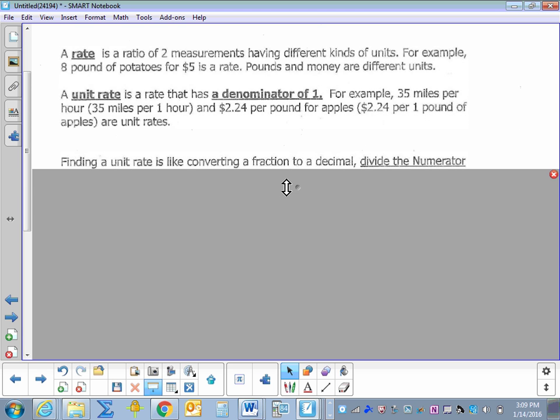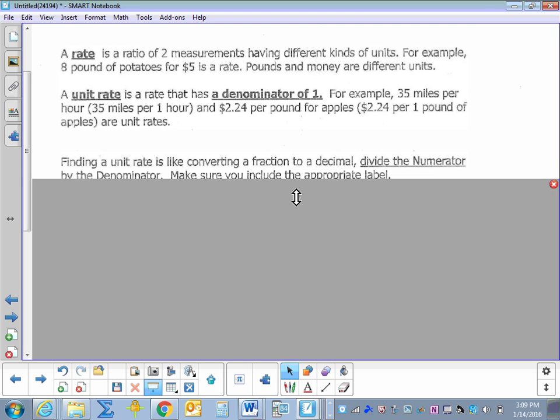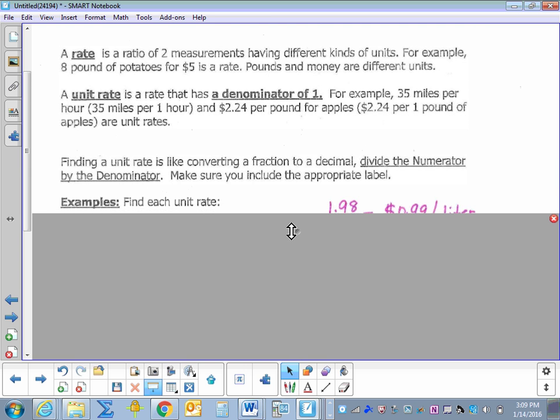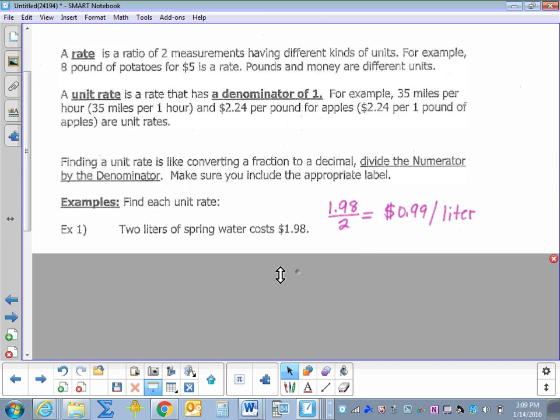Finding a unit rate is like converting a fraction to a decimal. Divide the numerator by the denominator. Make sure you include the appropriate label. So let's look at some examples.